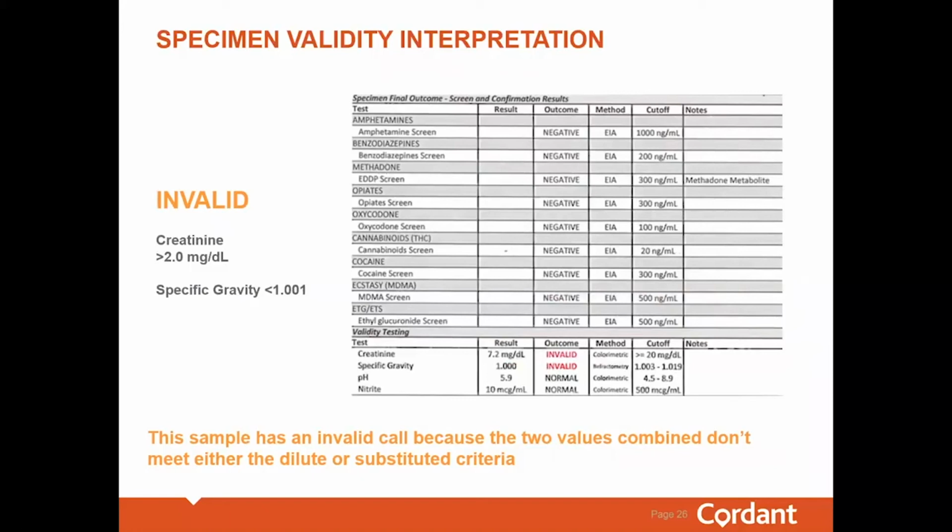These two values are not consistent with either a dilute or a substitution. We have a dilute value of creatinine, but a specific gravity of water. Since these two don't typically occur together in either specific scenario of dilution or substitution, it falls into the category of invalid. This sample was likely tampered with.